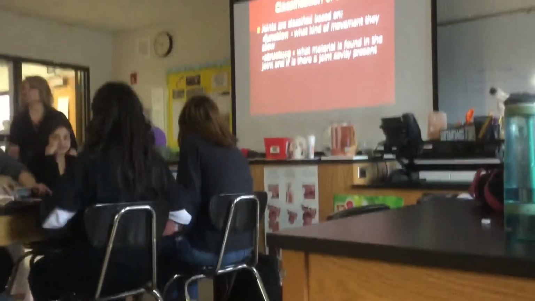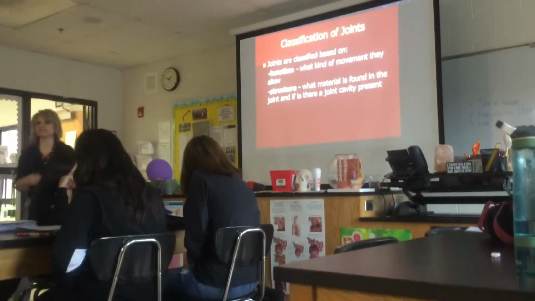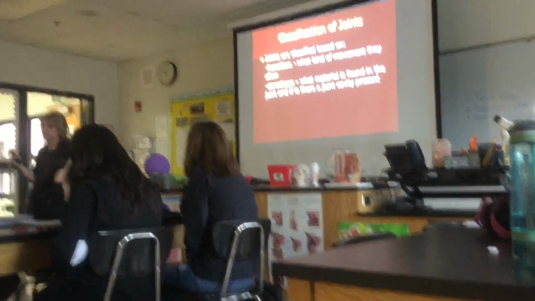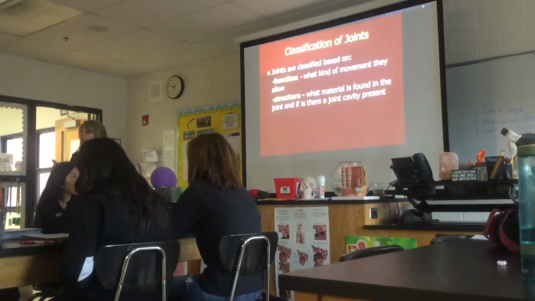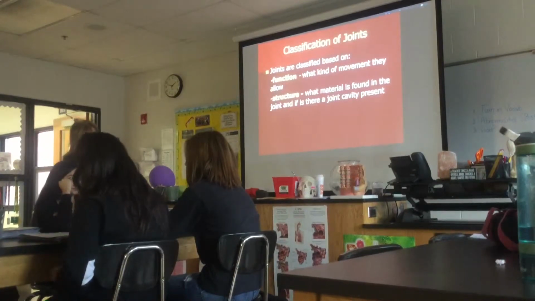Joints are classified either by structure or by function, and we have to know which is which. Functional classification just indicates what kind of movement the joint allows. Structural classification indicates how the joint is held together, or by what tissue a joint is held together.